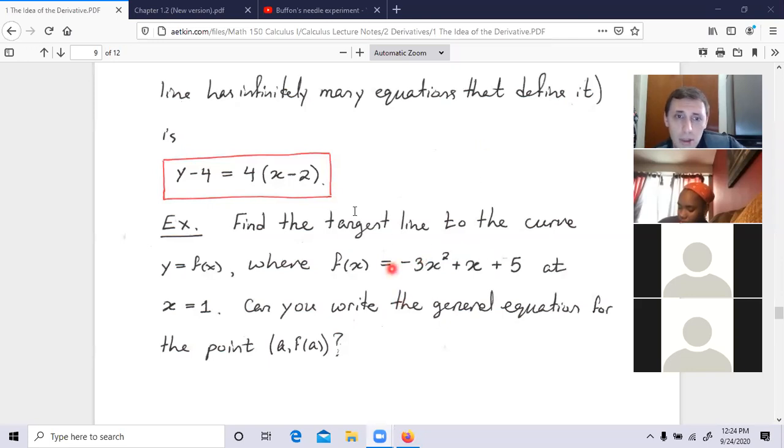It's easier when you keep it in point slope form, because everything else you do, you're doing extra calculations. Okay, got it.